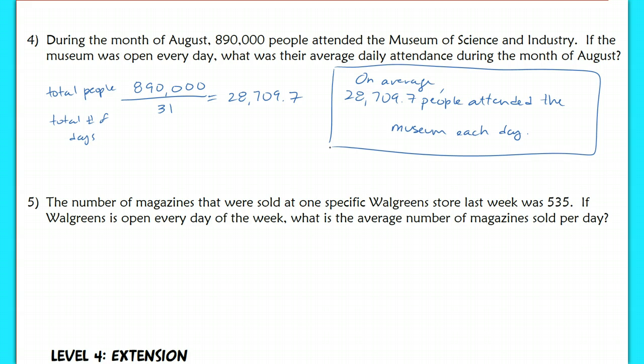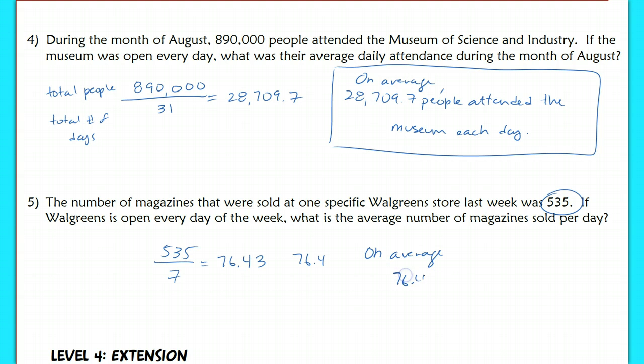In number 5, the number of magazines that were sold at the specific Walgreens store was 535. So this is your total. You're going to take 535 and divide that by 7 because each day of the week they're open. And you end up with 76.43. And I'm going to keep that as 76.4. So on average, 76.4 magazines are sold a day.